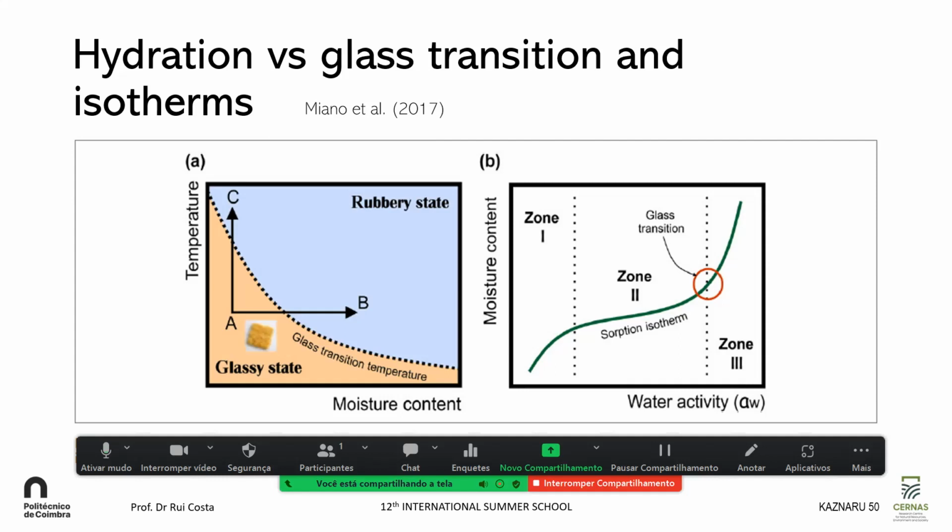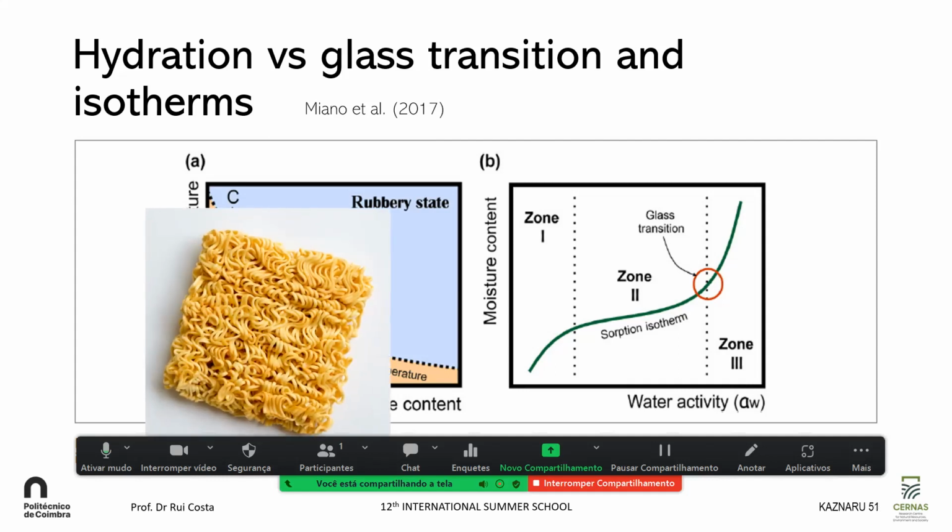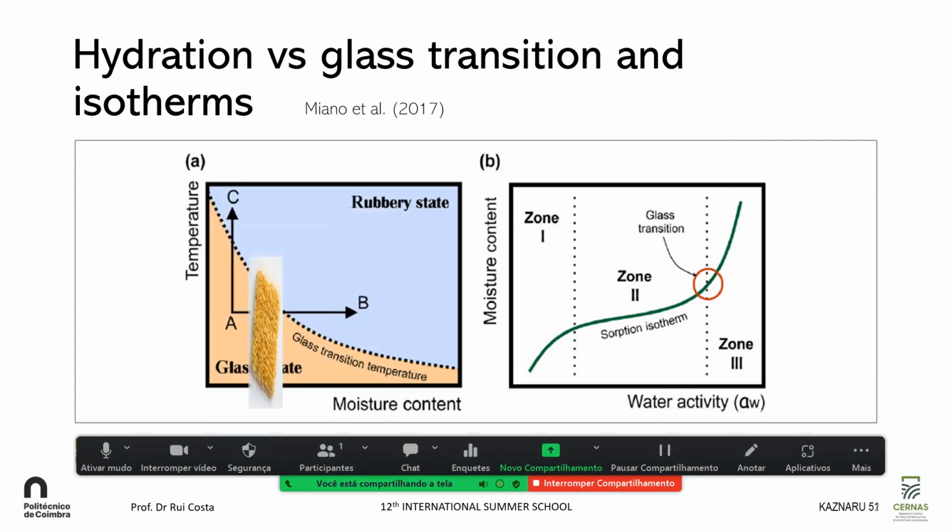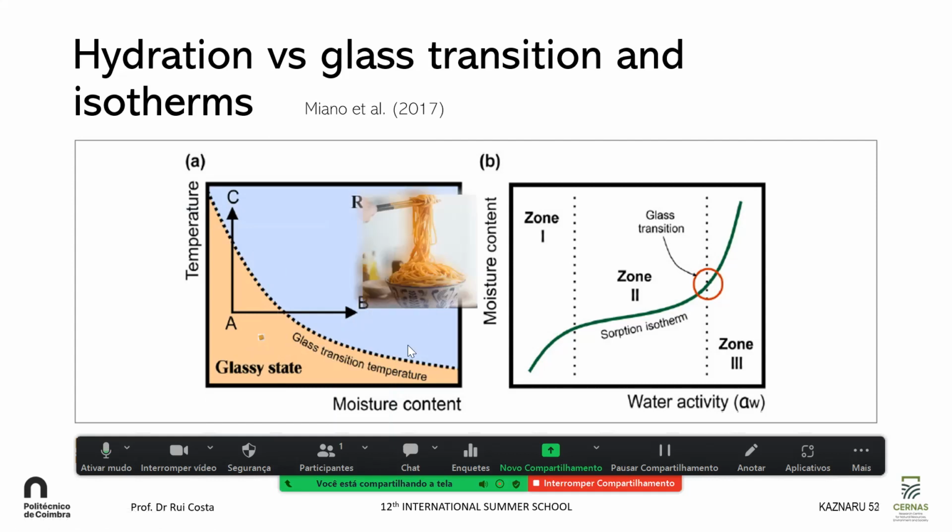Let's see here the example of pasta. This is pasta, noodles. They can only break, they cannot be deformed. If you touch them, if you try to change their shape, you will break them. So it's in a glassy state. But if it gains a little bit of water, it goes from the glassy state to the rubbery state. That's what happens when we cook.